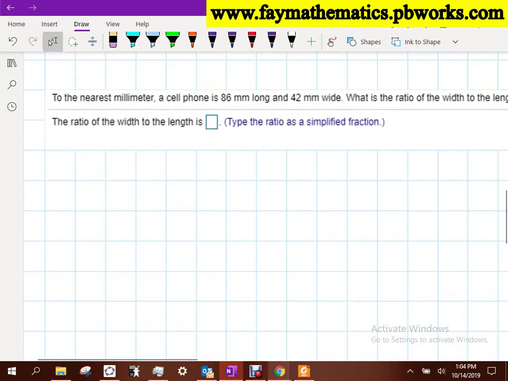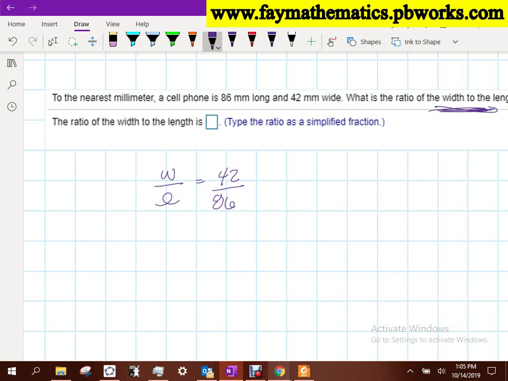I'm going to skip this one here. I think the only issue here is that it asks you to go length to width, or width to length. So some people are writing 42 over 86, so they're getting the width to length ratio backwards. They want 42 to 86. Like I said, some people are writing it 86 over 42. Just be careful on how they say width to length.